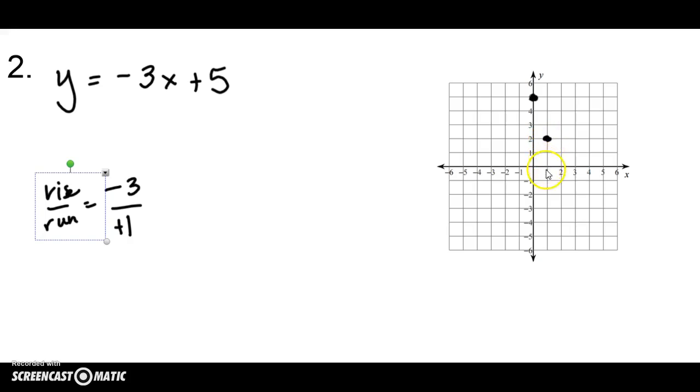I'm going to keep going with a few more points just so that we can see what that'll look like. So going from my second point that I plotted, I'm going to once again follow my slope, which is down 3, 1, 2, 3, and then over to the right 1, down 1, 2, 3, over 1. And I can connect those points there using a straight edge.